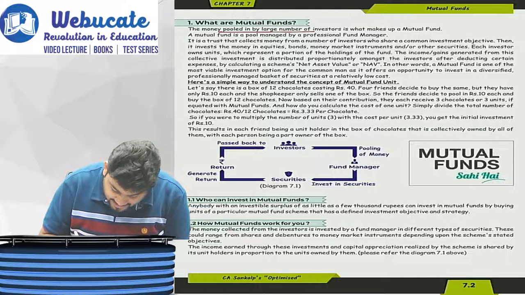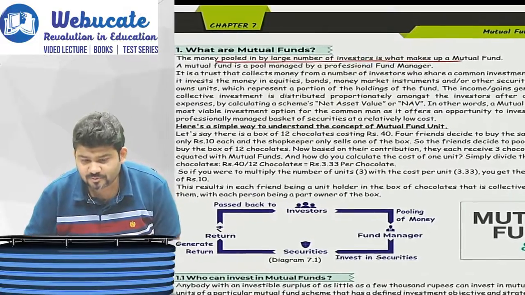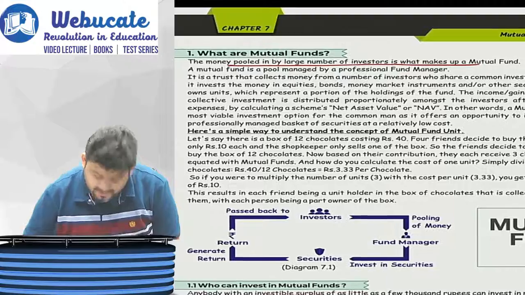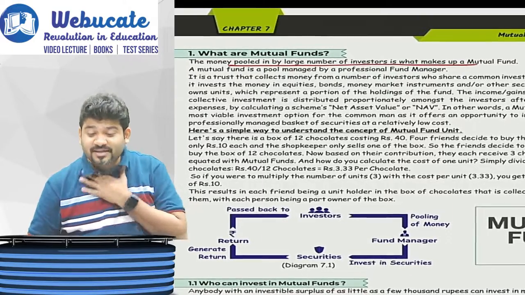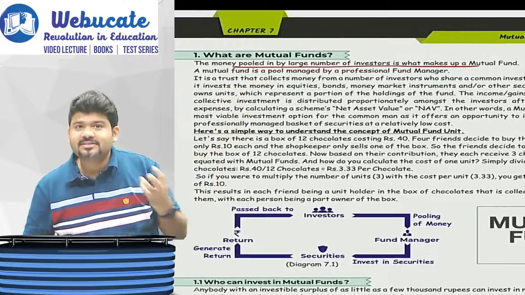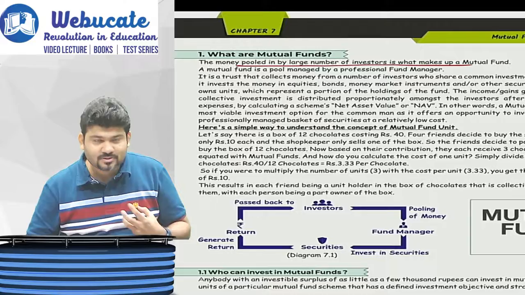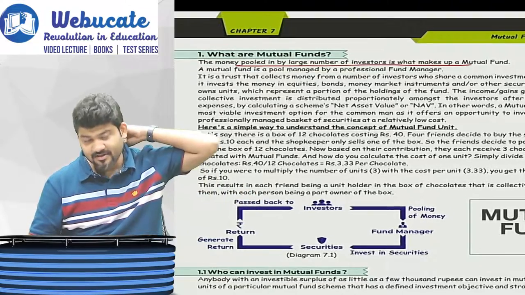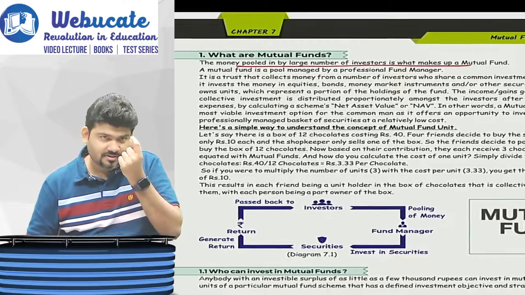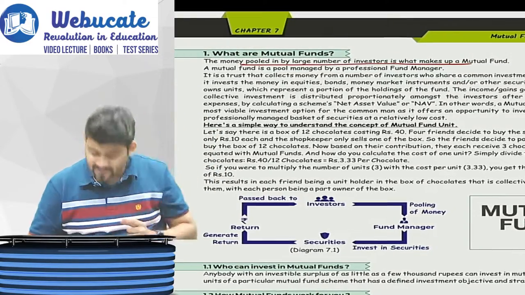The money pooled in by a large number of investors is what makes a mutual fund, right? A mutual fund is a pool managed by a professional fund manager. It is a trust that collects money. See, there is a trust involved, no? You gave me 20 crore rupees, obviously as a professionally managed thing, but there was a trust involved, right? So whenever this transaction happens between mutual funds, the trust will always be involved.